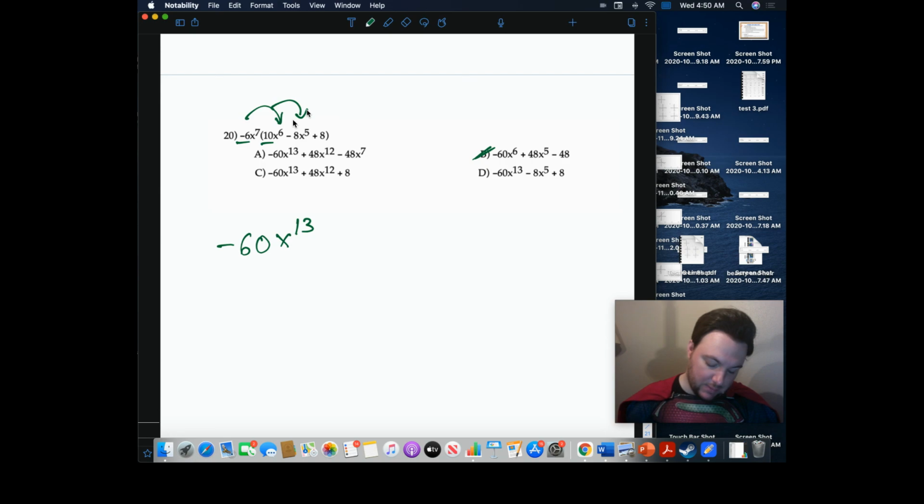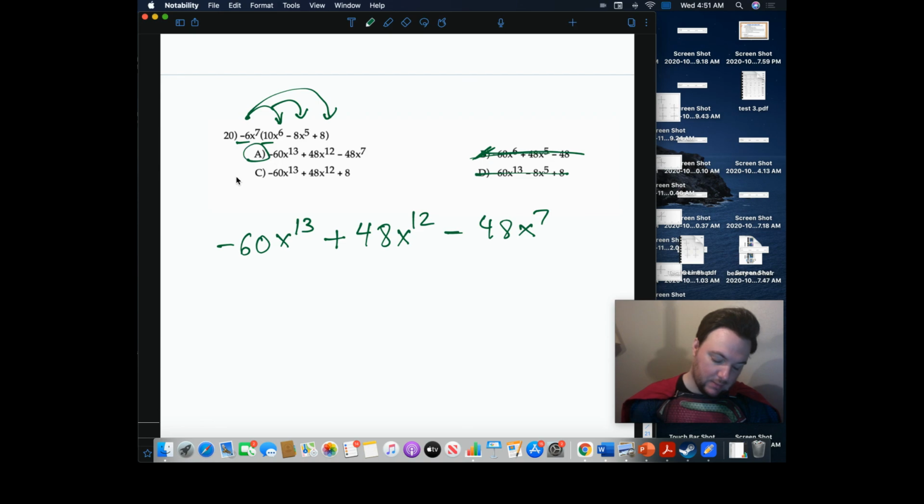Now we're going to do negative 6 times negative 8. Watch those signs. Negative times negative is a positive. 6 times 8 is 48. Again, we add the exponents: 7 plus 5 is 12. So positive 48x to the 12th. That means that one is going to go. I'm going to cross them completely out so I don't make silly mistakes. So we're down to 2. Negative 6 times 8 is negative 48. X to the 7th, you've got nothing else there, so negative 48x to the 7th. That's answer choice A.